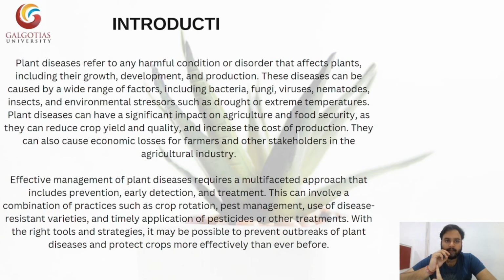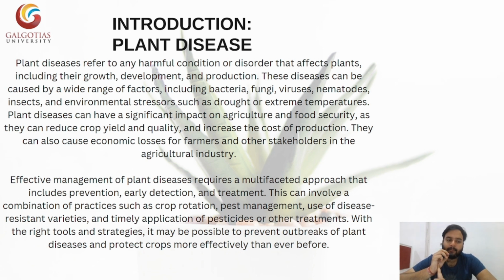So let's get started. What is the introduction? Plant disease refers to a harmful condition or disorder that affects plants, which affects the growth, development, and production of the plant, which directly affects human health. It can also cause economic losses for farmers and other stakeholders of the agriculture sector. So we have to do effective management of plant disease through a multi-phase approach, to reduce or prevent plant disease by early detection. Let's move ahead.